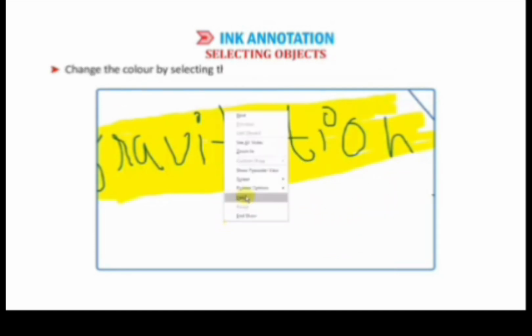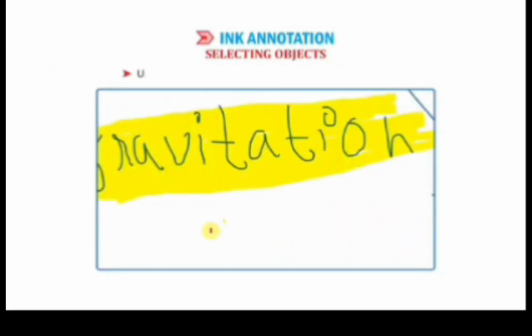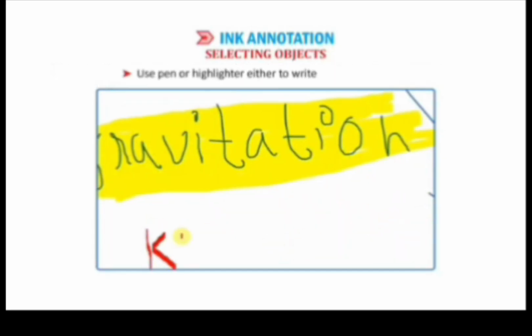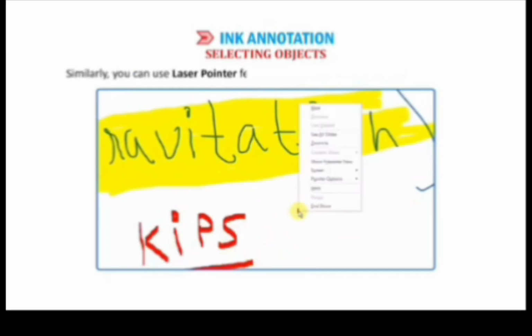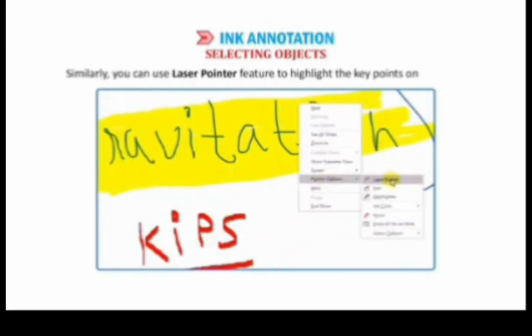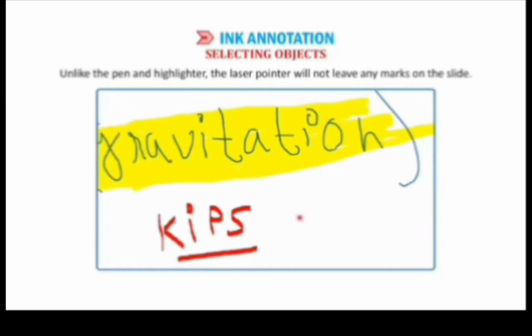Change the color by selecting the ink color option and choosing the desired color from the palette. Use the pen or highlighter either to write or emphasize text. Similarly, you can use the laser pointer feature to highlight the key points on the slide. Unlike the pen and highlighter, the laser pointer will not leave any marks on the slide.